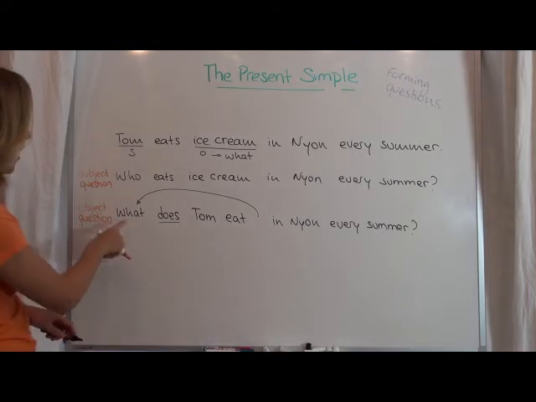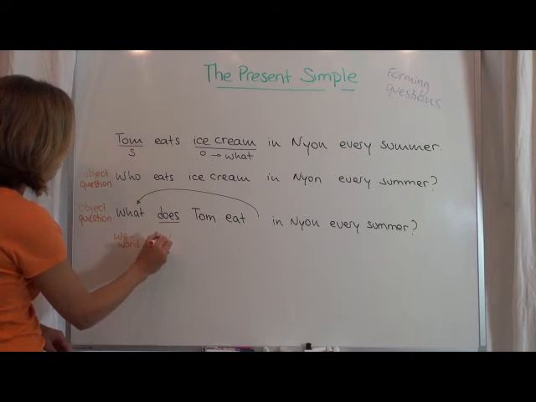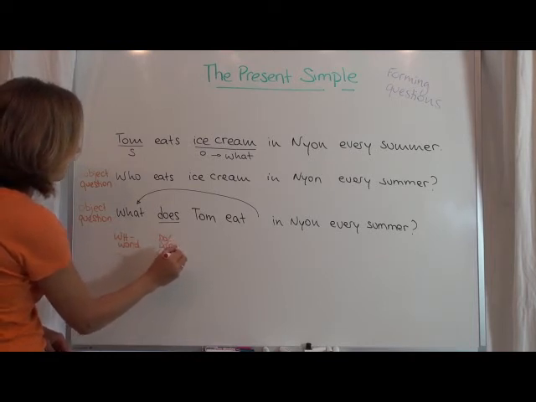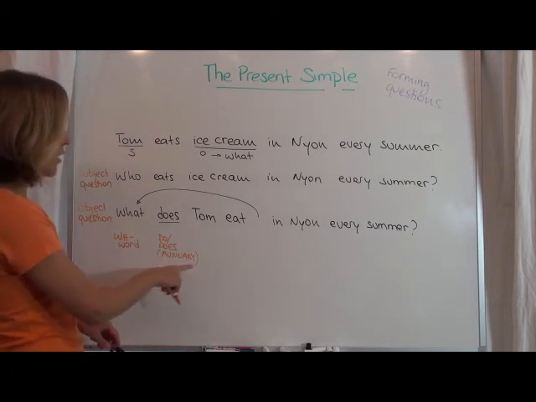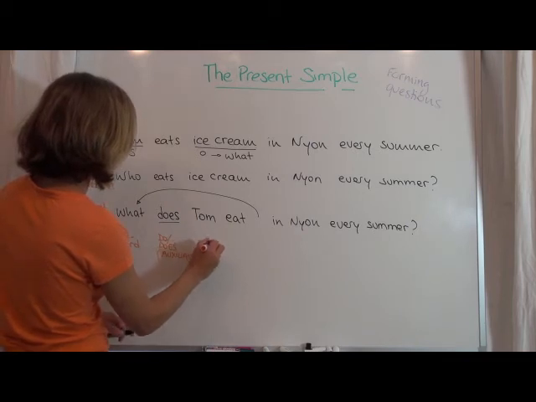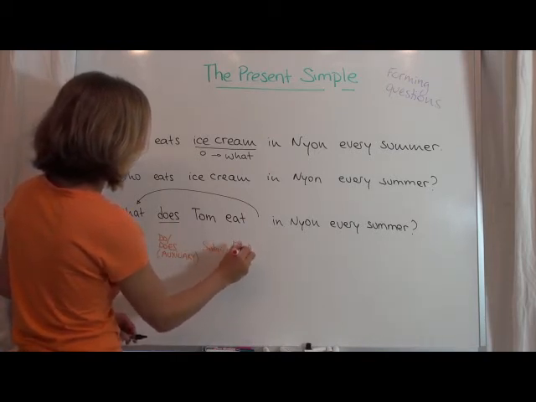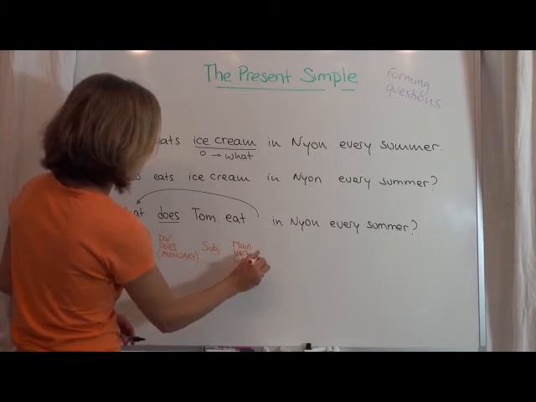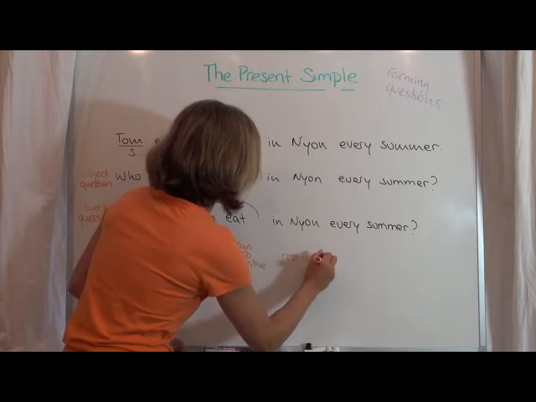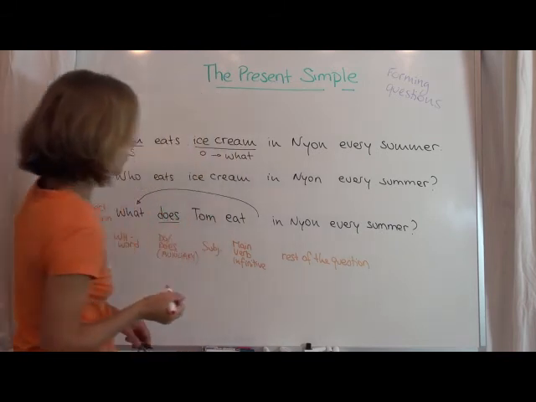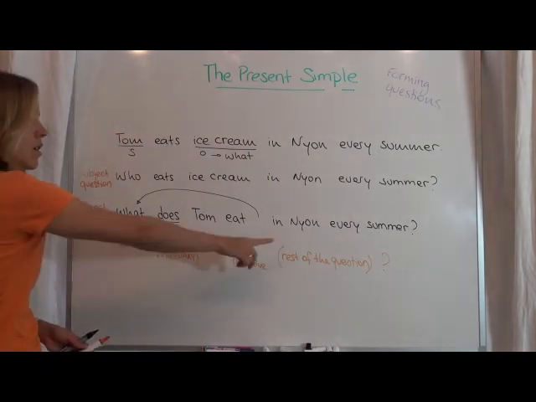And in object questions, we have the WH word, then either do or does. It's the auxiliary, we call it. It's always the same in any question, in any tense. Always the auxiliary here, then Tom is the subject, then eat is the main verb in the infinitive, and then you have the rest of the question. And the question mark. Okay, so it's always the same structure.